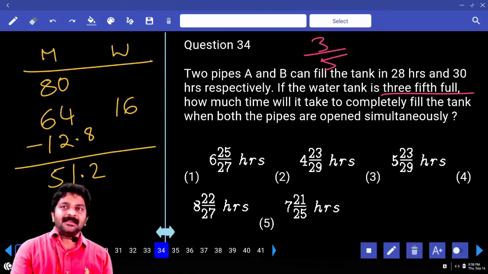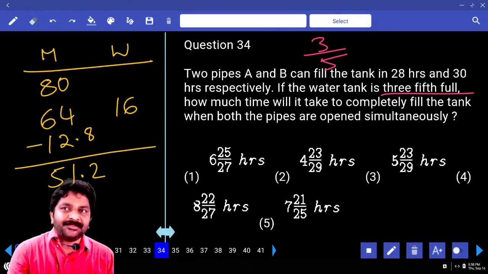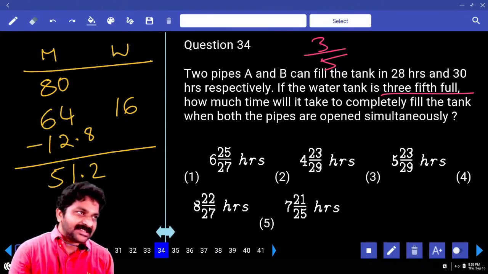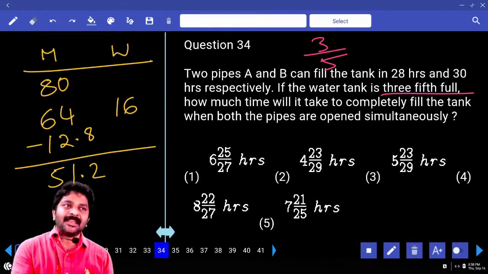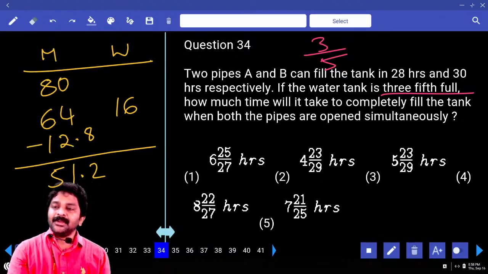Listen carefully and try to answer. Already the tank is 3/5 full. If you want to empty the tank, how much quantity should be taken out? 3/5. If you want to fill the tank, how much quantity should be filled? Remaining 2/5. Is this clear? So you need to be very careful whether they are trying to fill the tank or to empty the tank. Is this clear?